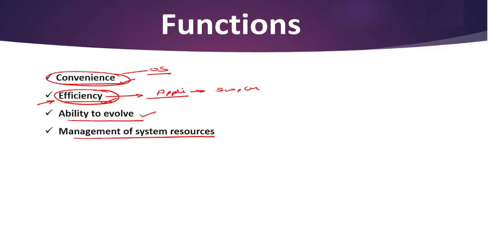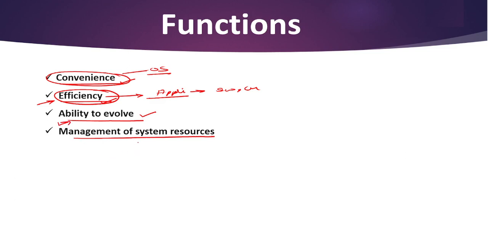Next is ability to evolve. So an operating system should be designed in such a way that it allows for the effective development, testing and introduction of new features without interfering with the services. So this is the ability to evolve.